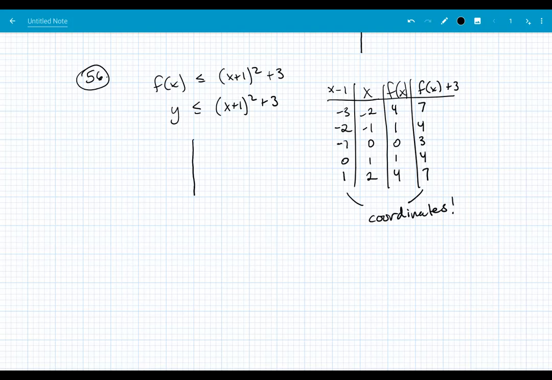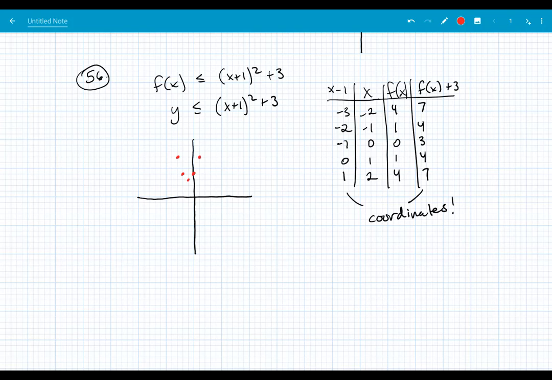Graphing this real quick. Plotting my points. I'm just going to plot those in red so you can see them. Negative 3, 7. Negative 2, 4. Negative 1, 3. And then plotting the rest of those guys.